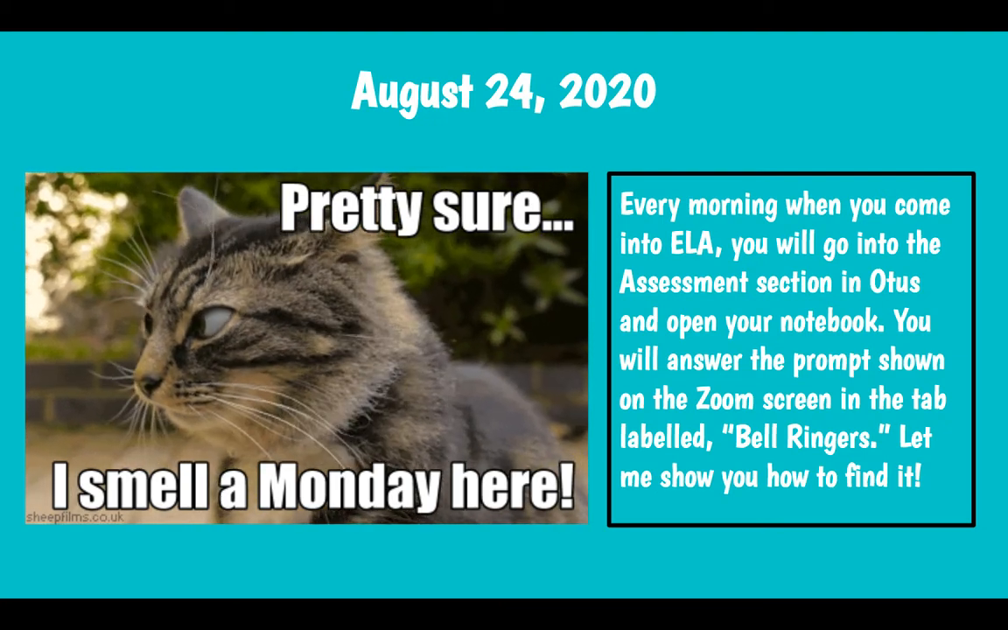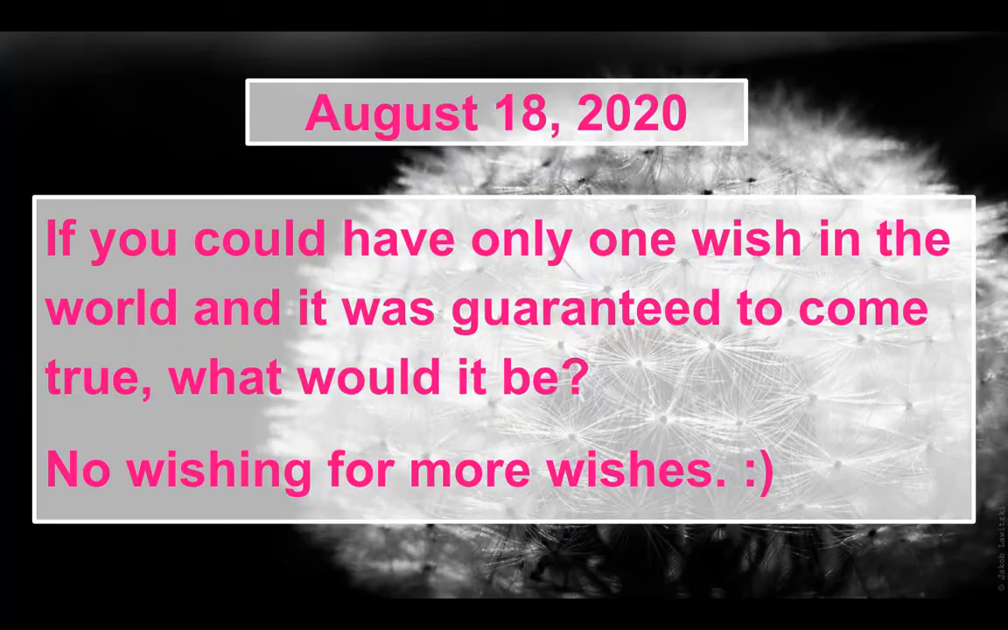So the question for today is this. I know the date is wrong, just ignore that. If you could have only one wish in the whole world and it was guaranteed to come true, what would it be? No wishing for more wishes. So tell me what your wish would be and tell me why. Always with bell ringers, you must use complete sentences.